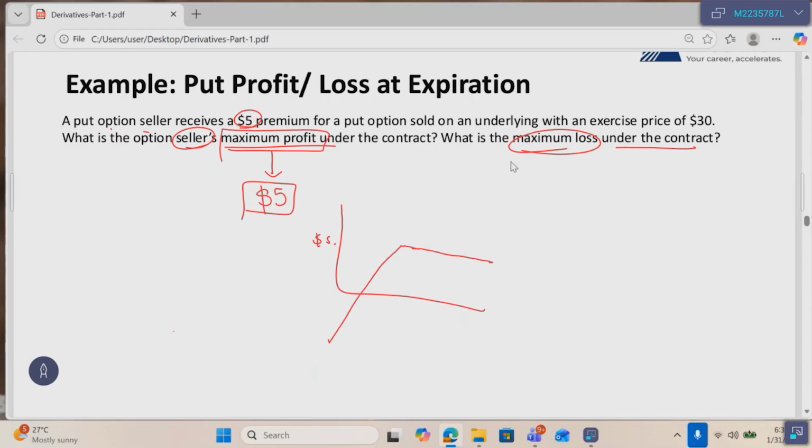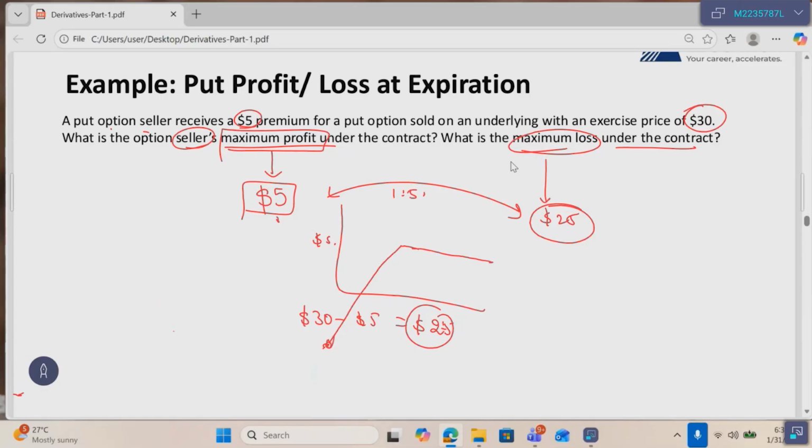What's the maximum loss? Now he sold at an exercise price of $30. That means if it falls below 30, he will lose money. So below 30 it can go only till 0, right or wrong? If it goes to 0, then he will lose the full 30, but he already made $5. So he will maximum lose 25. So he is going to max gain 5 and lose 25. Quite a big risk reward ratio, right? It's 1:5.